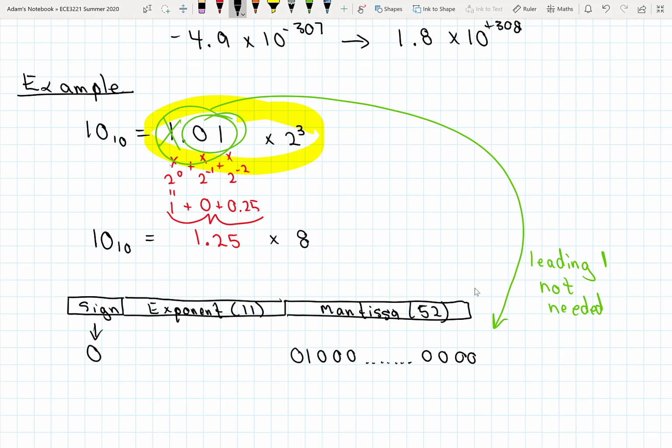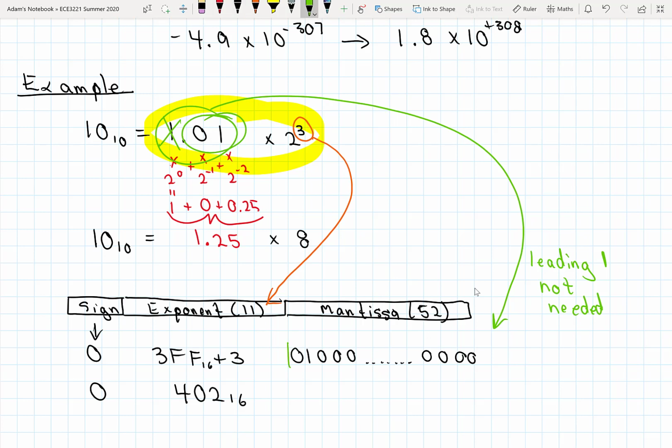Okay, and my exponent, I need an exponent here for a base 2 exponent of 3. Now remember, I said my exponent value is offset to 3FF, where 3FF is 0. So assuming that 3FF is 0, I add on a value of 3. I've already got this in hex here. I get a value of 0 plus 11 bits that are 402, and then my 52-bit mantissa.